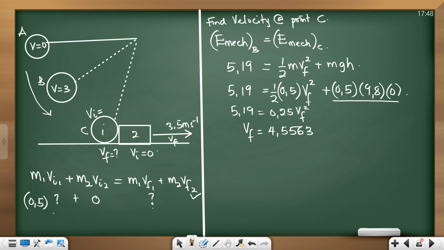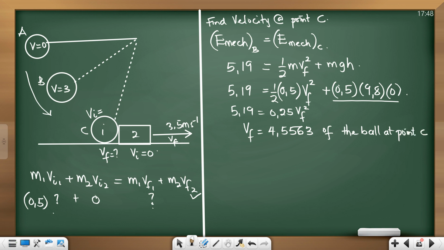Talk to me. Are we okay, guys? Talk to me before we continue. This is the final velocity now at point C of the ball at point C.